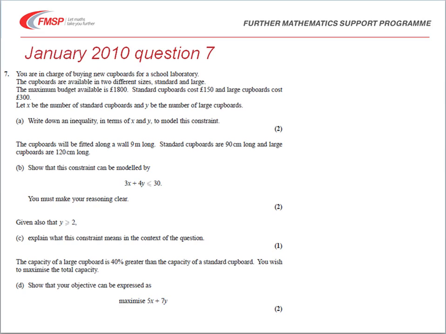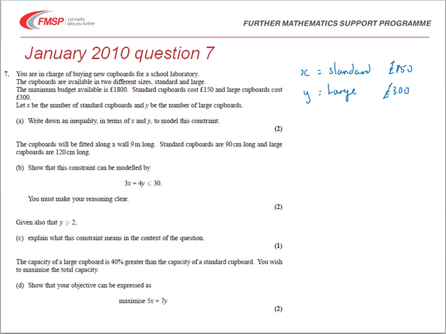It says we want to let X be the number of standard cupboards and Y the number of large cupboards. It's worth making sure that we've got that very clear. We know that X is standard and Y is large, and X costs, beg your pardon, X costs £150 and Y costs £300. So the question then goes on and says write down an inequality in terms of X and Y to model this constraint. So that's one of the constraints that we're going to be looking at.